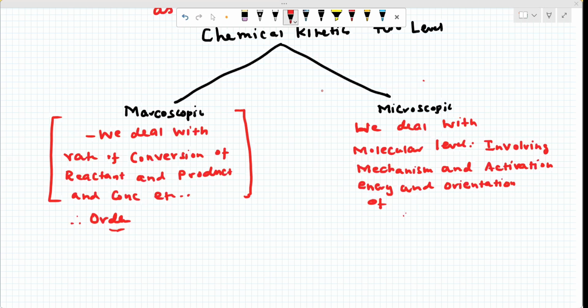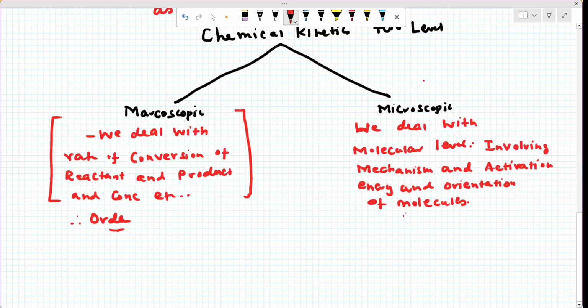Listen, generally in kinetics we deal with two levels. The first level is macroscopic level, the second one is microscopic level. What is macroscopic level? You study about the order of reaction, right? First order, second order, third order reaction, that is the macroscopic level. What is microscopic level? We deal with the mechanism, activation energy and orientation of molecules. Please understand.